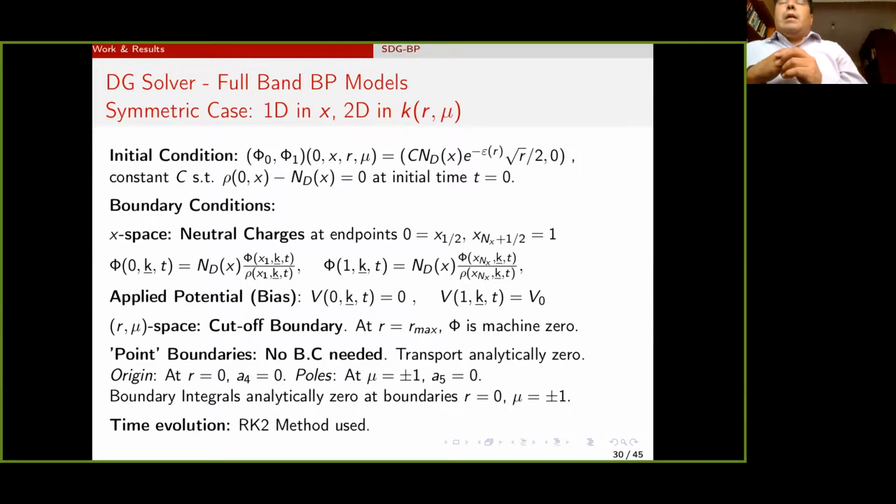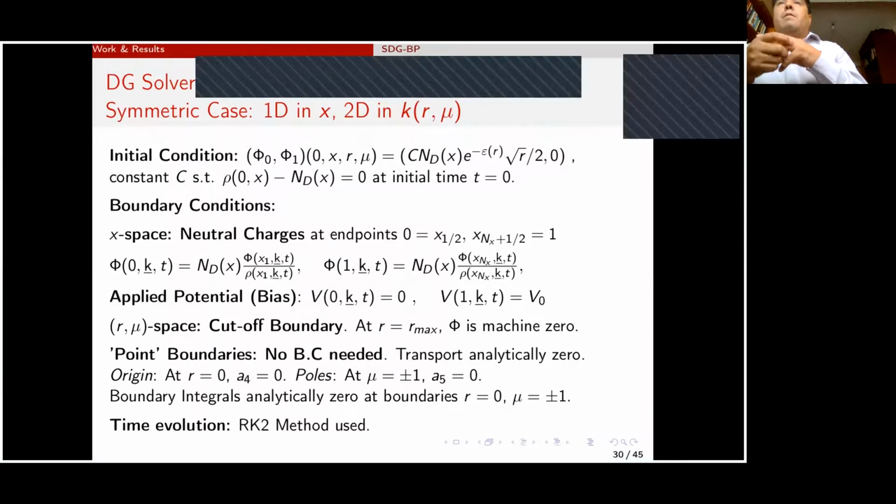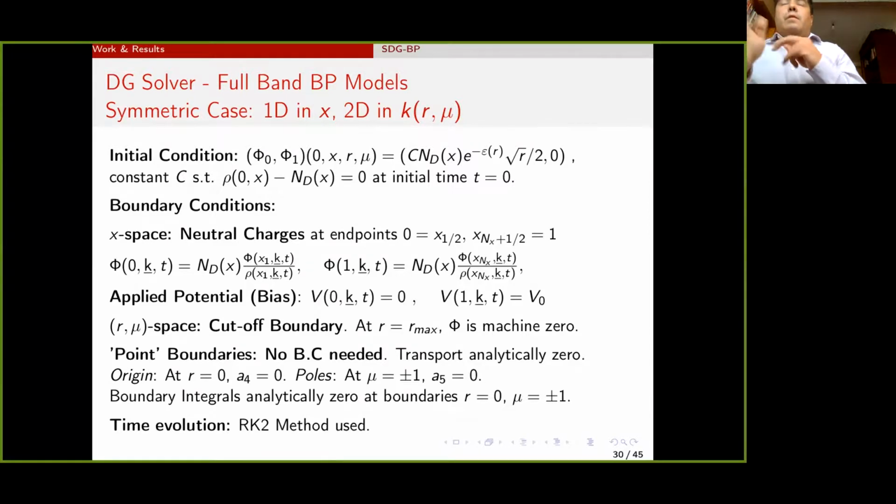because what we have done is a transformation of momentum from Cartesian to spherical coordinates. And because in that transformation some points have been transformed into boundaries, it turns out that the transport becomes analytically zero there, particularly at the poles, for example, or at the origin. So there you do not need to apply boundary conditions. Again, time evolution is RK2.